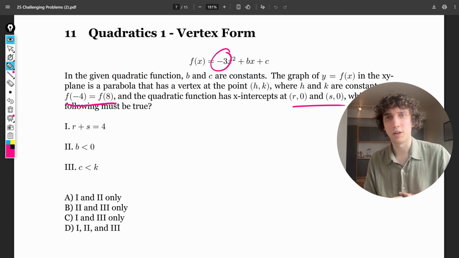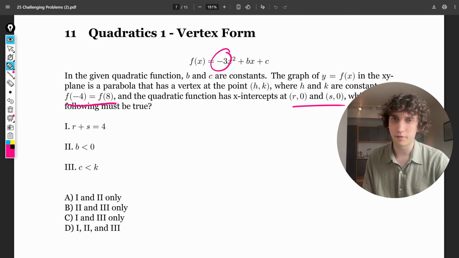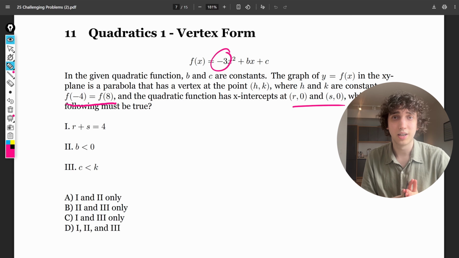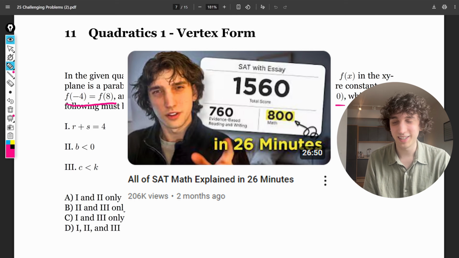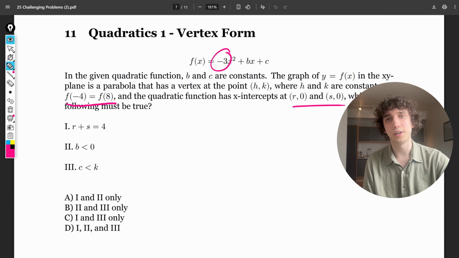The key to approaching these problems is to know all of your quadratics formulas. And I go over where all of these quadratic formulas come from in my book, SAT Math from the Ground Up. There's also a slightly more condensed explanation in my video, All the SAT Math in 27 Minutes. And so I'm going to pull a bunch of formulas in this explanation, but you should have these memorized and understood on your own first before approaching a problem like this.